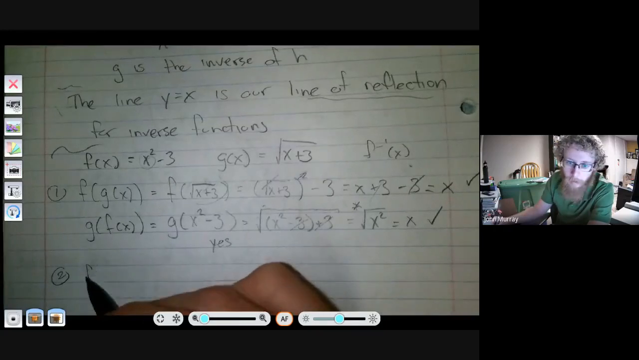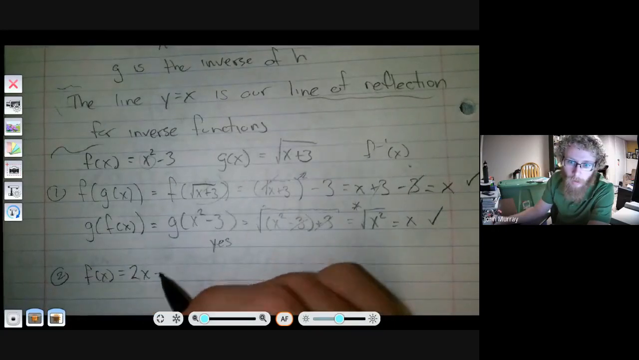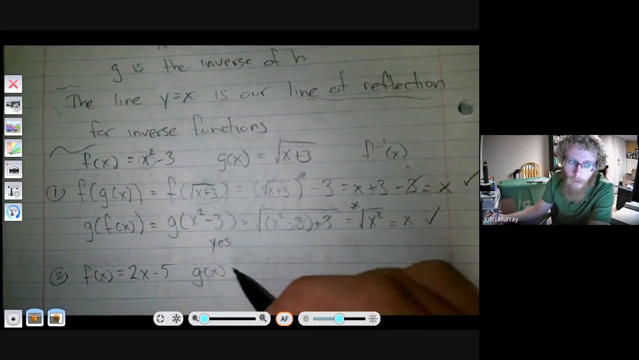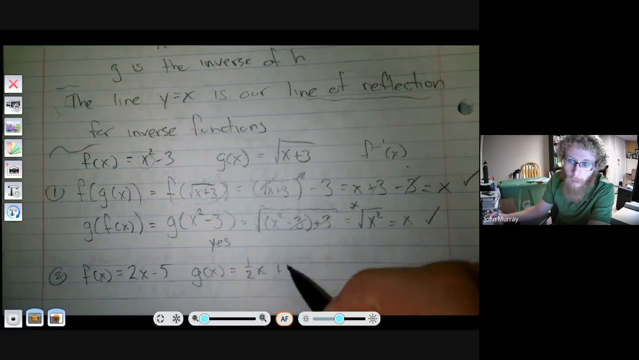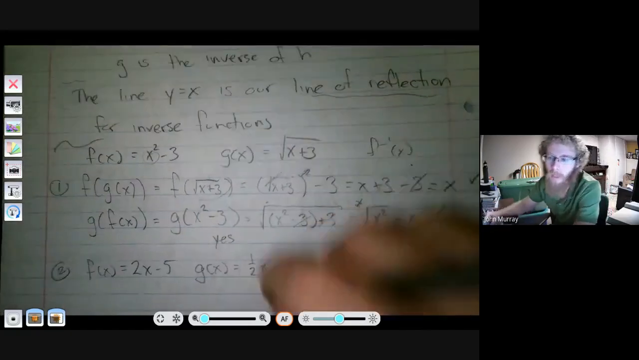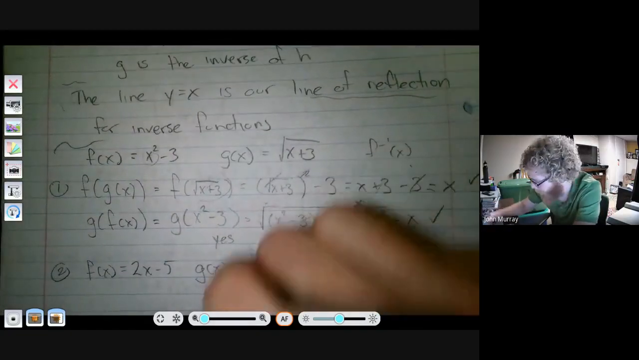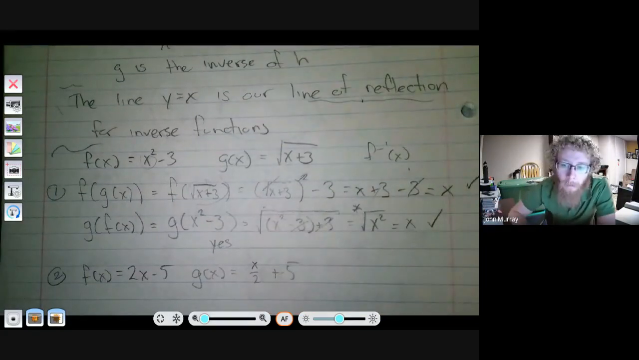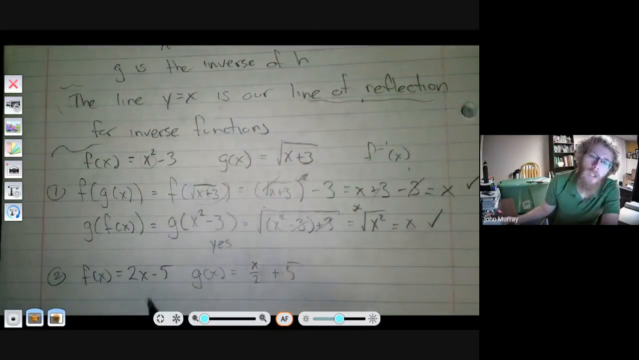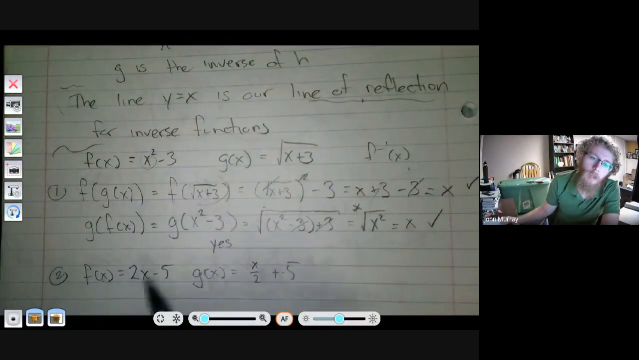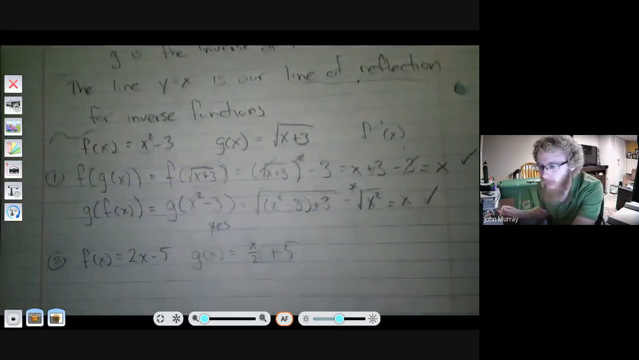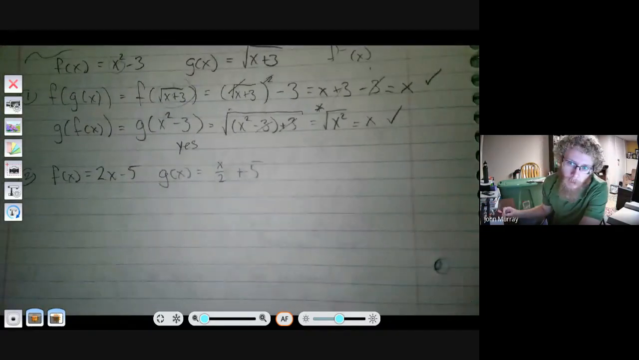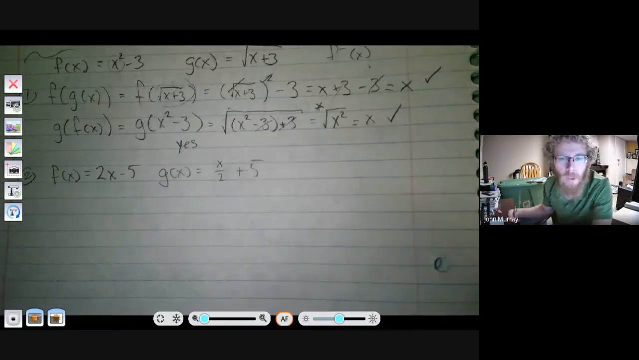For our second one, we have f of x is 2x minus 5, and g of x is 1/2 x plus 5. Another way you can write this, if you wanted to, is x over 2. Just taking a look, here we have x, we're multiplying by 2 and then subtracting 5. Here we have x, we're dividing by 2 and adding 5. So logically, we're doing opposite operations. But again, let's double check to make sure.